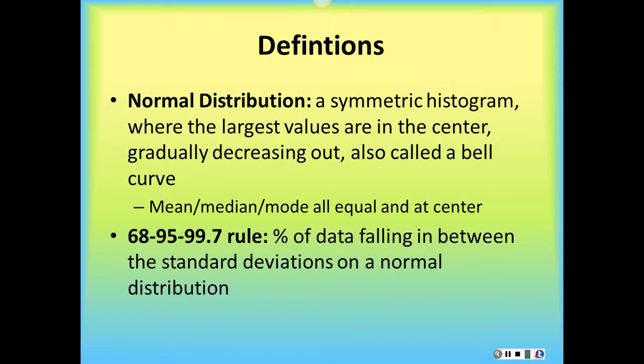Let's go over this. Like I said, it's a symmetric histogram. Largest values typically in the center, decreasing out. Again, like I said, called a bell curve. In your standard normal distribution, the mean, median, and mode are all equal and at the center.